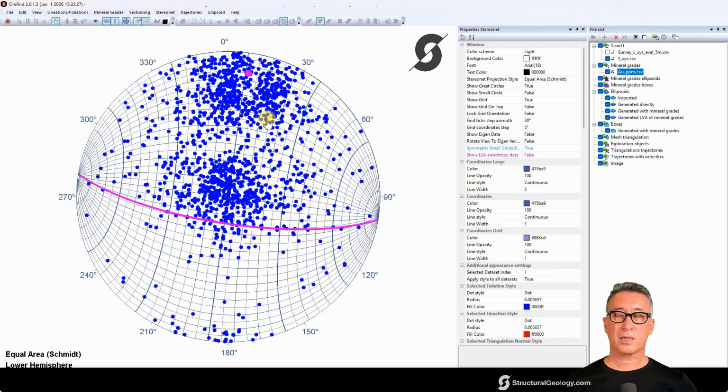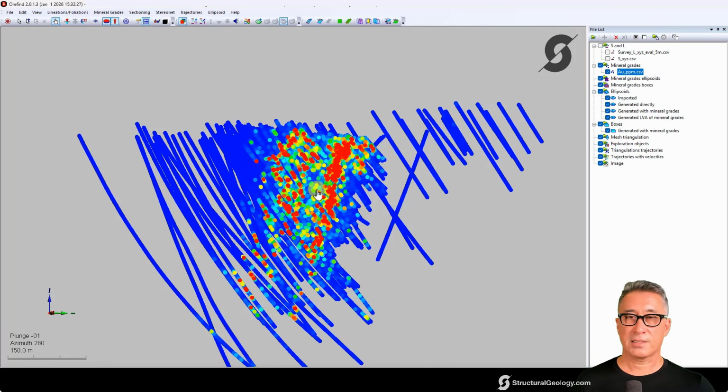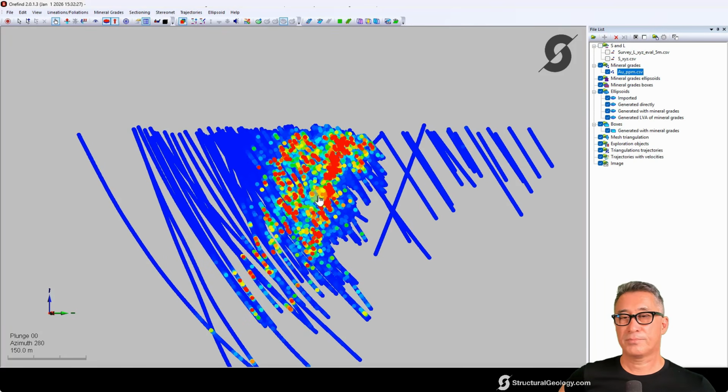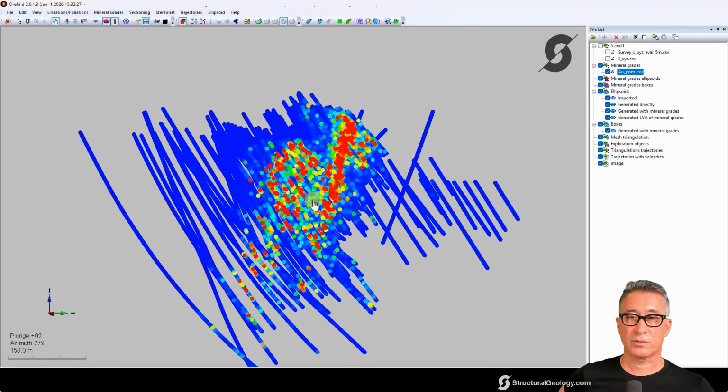It's really useful to look at data like this. What appears to be a rotated data set is really not rotated, but it's a confusion between two different fabrics. So this is something that you really need to learn more about, and yeah, at structuralgeology.com we teach you that.